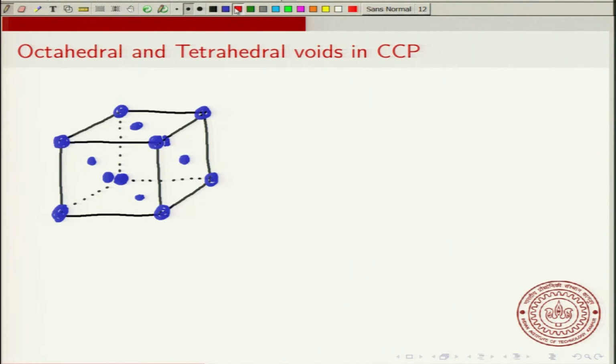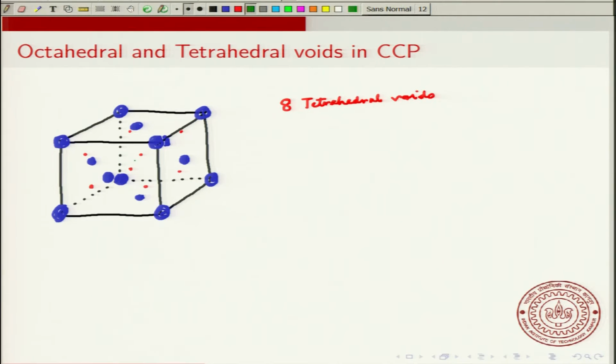And now the voids. The tetrahedral voids are located at 1/4 along the body diagonal. So along each of the body diagonals, there'll be one here, one along this body diagonal, along this body diagonal. So these all will be at the same height, and then there will be 4 more, the other 4 tetrahedral voids. So these are the tetrahedral voids: there are 8 tetrahedral voids in this conventional cell.